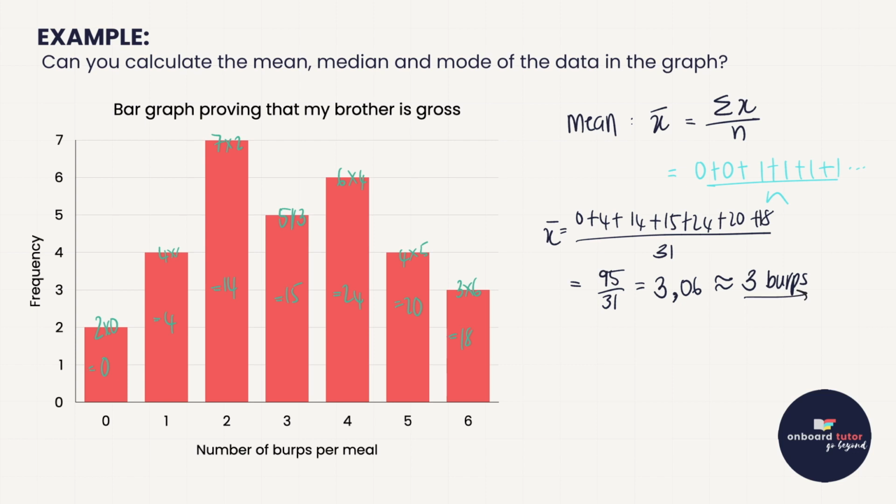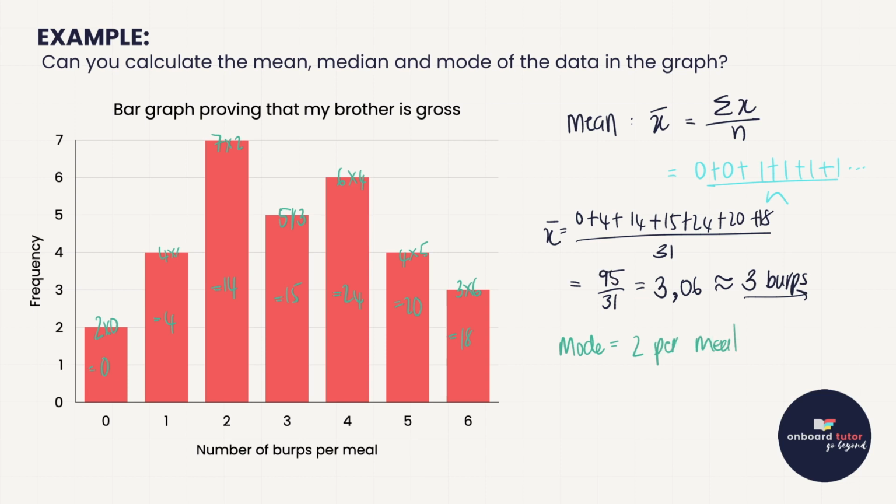Okay, the modal number of burps, that one is actually going to be a lot easier. We just need to look for the highest frequency because that tells us the mode. So there, 7 is the highest, and that was 2 burps per meal. So our mode is going to be 2 per meal.